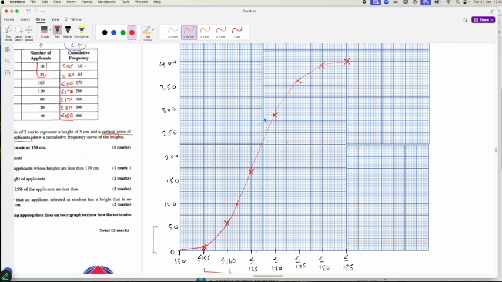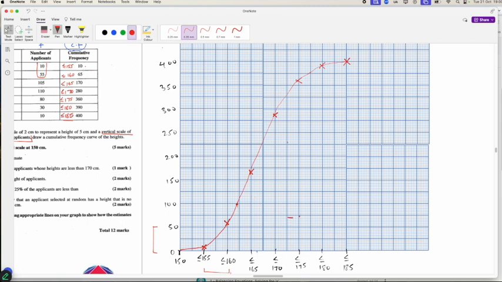And you notice my graph is a little bit wonky, and this graph paper is not very accurate. 175 goes up to about 360, which is there, right? 180 goes up to 390, which is there, and then 185 goes up to the 400.